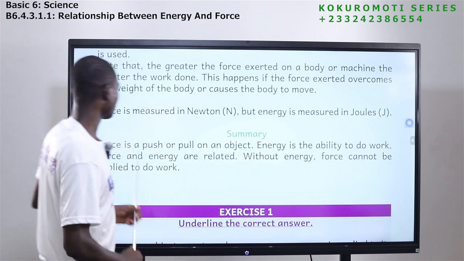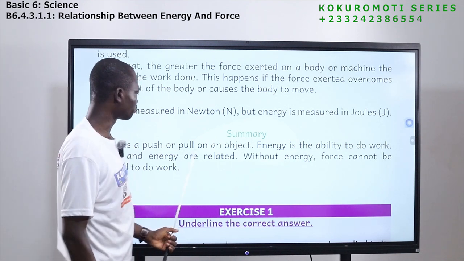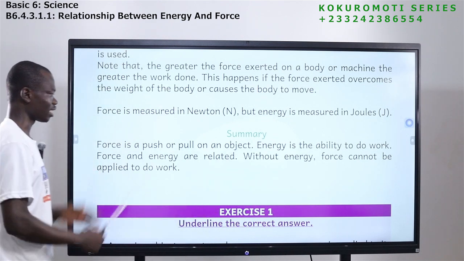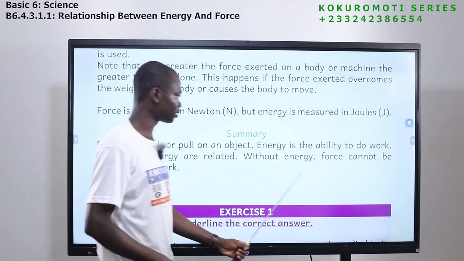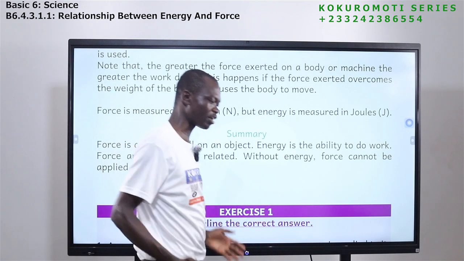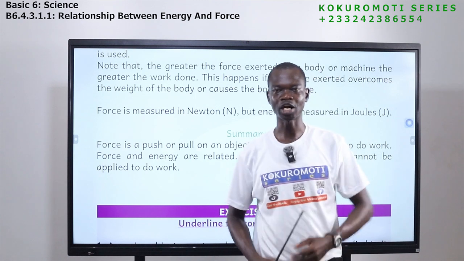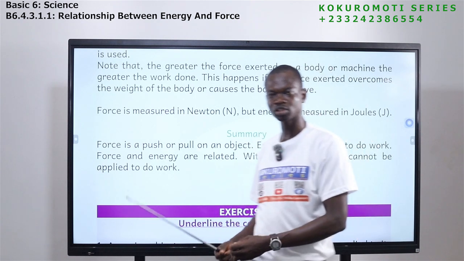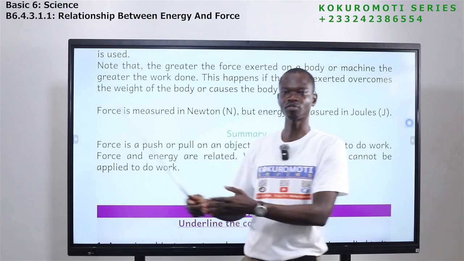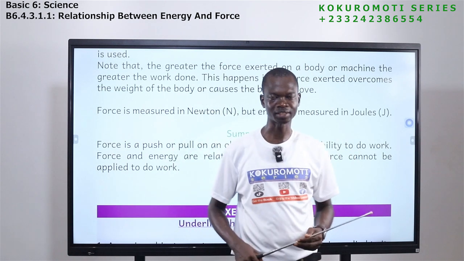Now in summary, a force is a push or pull on an object. Energy is the ability to do work. Force and energy are related. Without energy, force cannot be applied to do work. So before you apply force, you need energy. So energy will help you apply force, and the force will cause what? Movement. Applying force will cause movement in the object, and that is where we say work has been done.